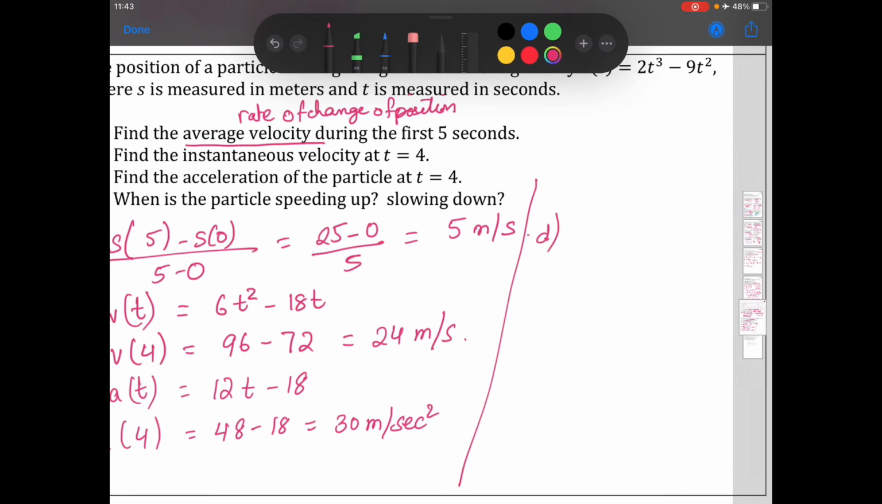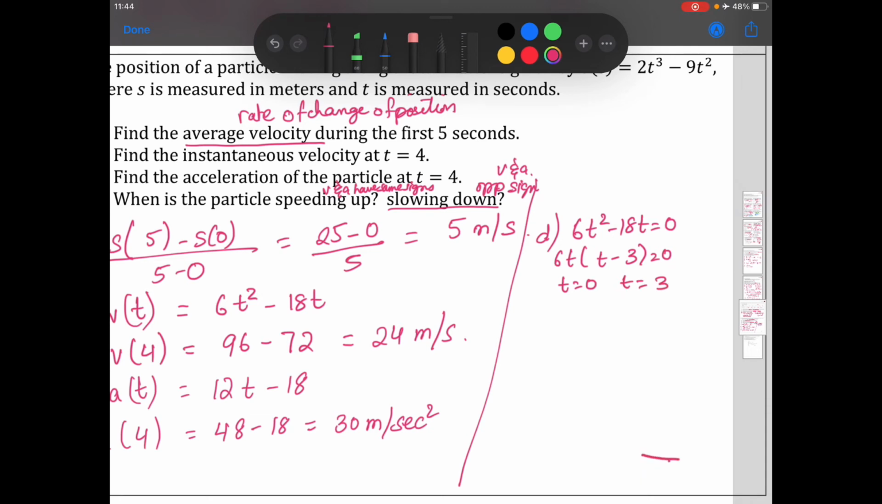Again, speeding up means when your velocity and acceleration have the same signs, right? And slowing down, opposite signs. Velocity and acceleration have opposite signs. So I need to first make my number lines, which means I need to set my velocity equation equal to 0. So 6t squared minus 18t equals 0, factor out 6t, I'm left with t minus 3 equal to 0. So t is equal to 0 and t is equal to 3.